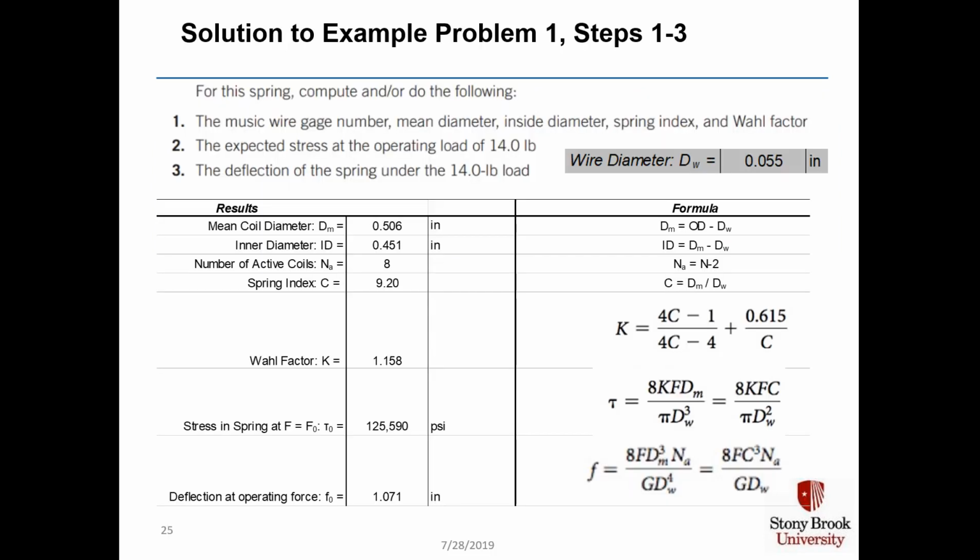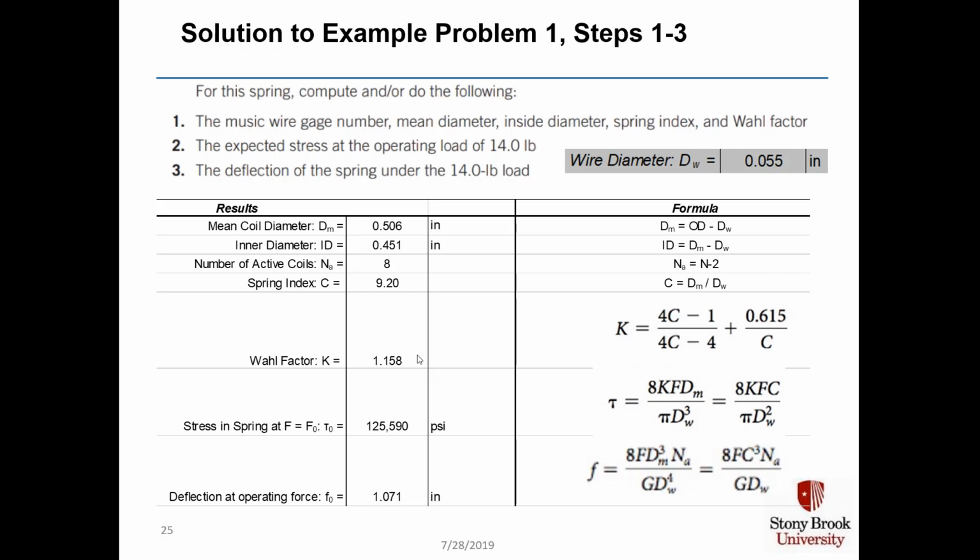In step 1, we calculate the music wire gauge number, the mean diameter, the inside diameter, the spring index, and the wall factor. The mean coil diameter D sub m is equal to the OD minus the wire diameter, and that equals 0.506 inches. The inner diameter is the coil diameter, which is 0.506 inches, minus the wire diameter, which is 0.055 inches, and that equals 0.451 inches. The number of active coils is 8, which is 10 for the total number of coils minus 2. The spring index C is equal to 9.2, because that's equal to the 0.506 divided by the 0.055. The wall factor calculated per this formula as a function of C, the spring index, is 1.158.